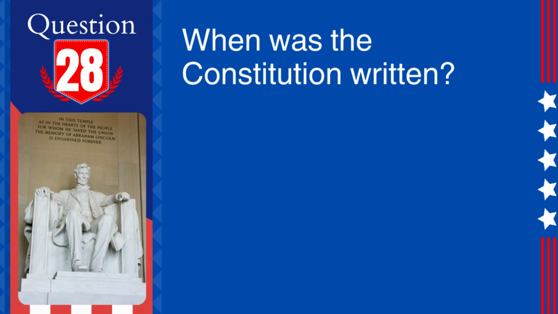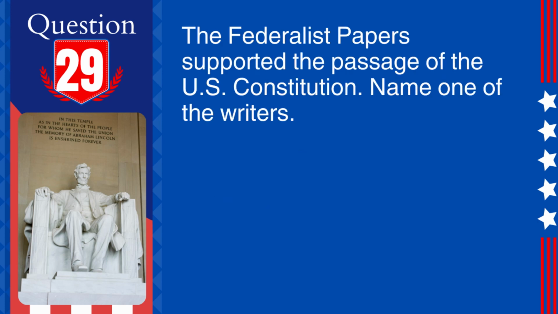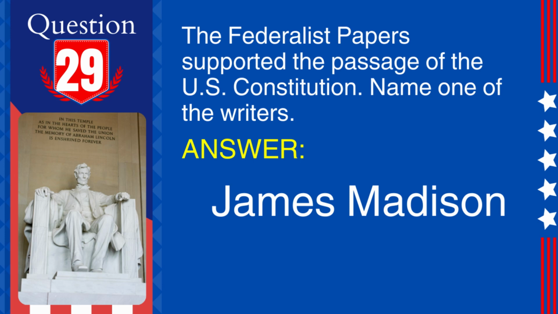28. Question. When was the Constitution written? Answer. 1787. Explanation. The U.S. Constitution was written during the Constitutional Convention in 1787. 29. Question. The Federalist Papers supported the passage of the U.S. Constitution. Name one of the writers. Answer. James Madison. Explanation. James Madison, along with Alexander Hamilton and John Jay, wrote the Federalist Papers to advocate for the ratification of the Constitution.